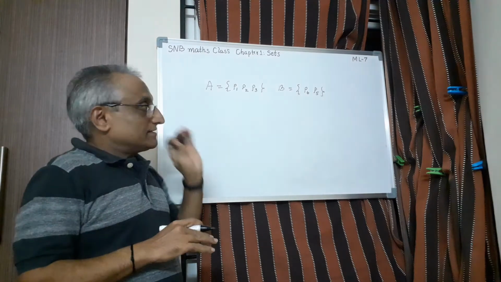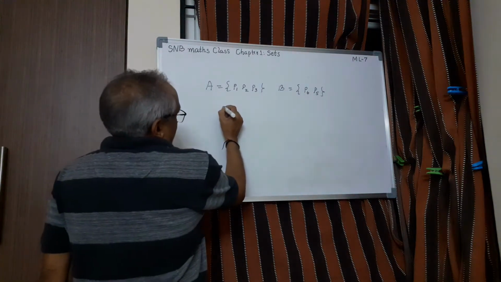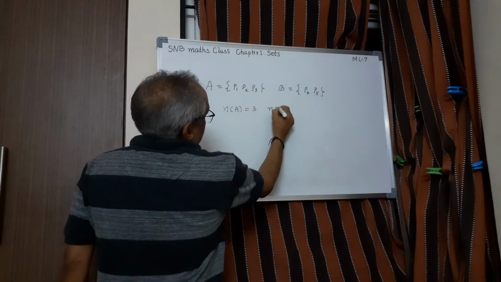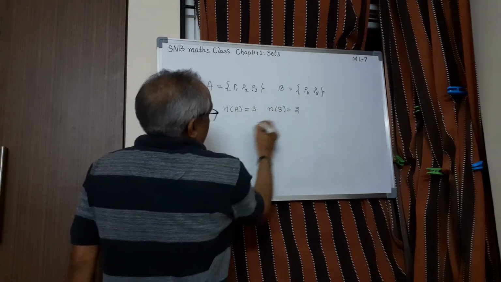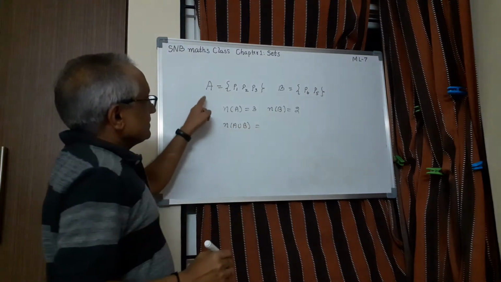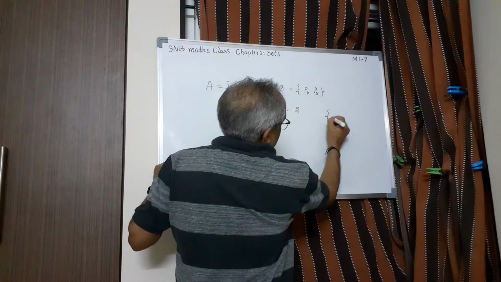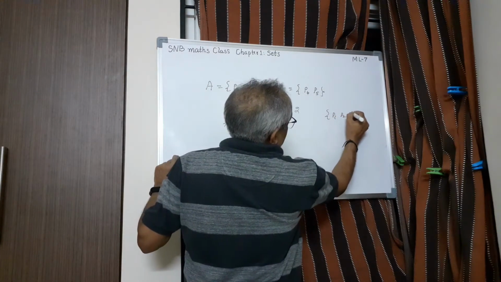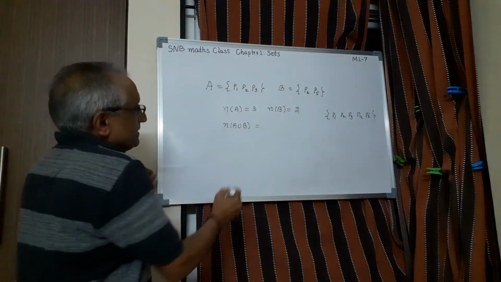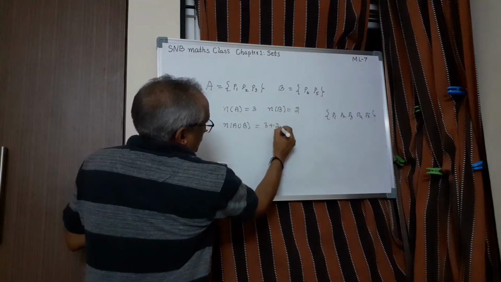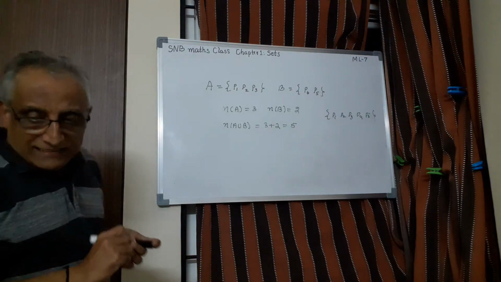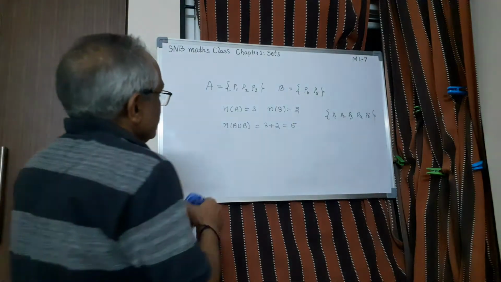Combining means here union. So definitely, number of A here is 3, number of B here is 2, and number of A union B, when you combine them together, definitely you get this set P1, P2, P3, P4, P5. So definitely it is 3 plus 2, so this is 5. No doubt. Now let me change this question.